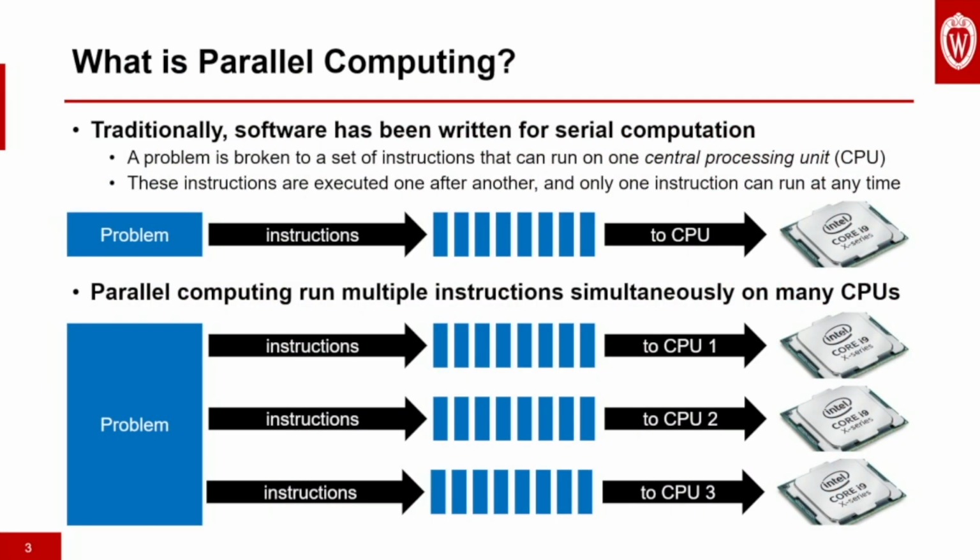Let's first understand what parallel computing is. Traditionally, software has been written for serial computation. This basically means a problem is broken into a set of instructions that can run on one central processing unit, or CPU, the heart of a computer. These instructions are then executed one after another, and only one instruction can run at any time. On the other hand, parallel computing runs multiple instructions simultaneously by scheduling these instructions to different CPUs. So multiple CPUs can work together to solve the problem more efficiently.